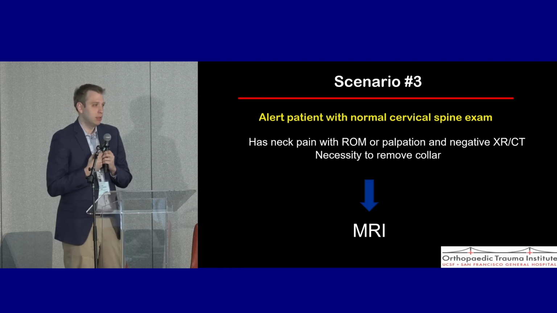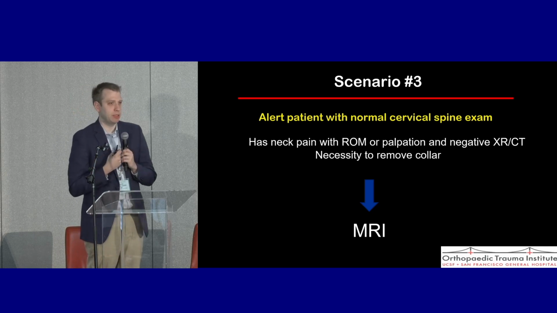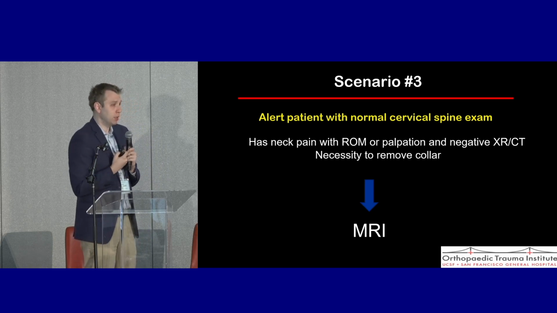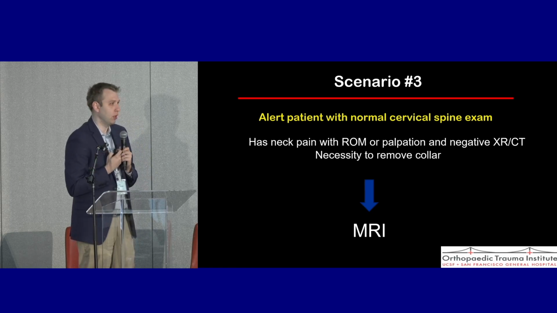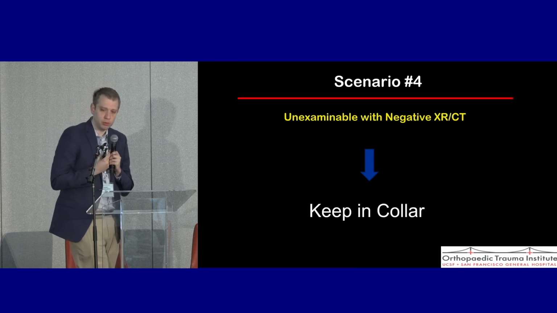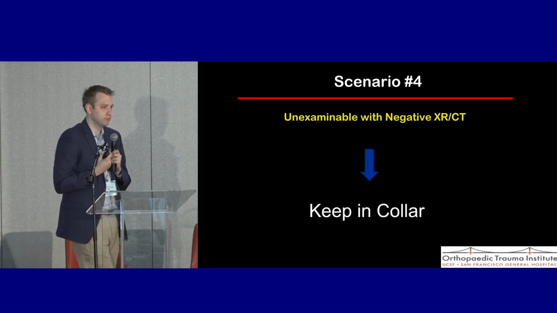Scenario number 3, same alert patient, normal exam, has pain with either range of motion or palpation, negative imaging. However, this person doesn't want to wear a collar, he's not going to be compliant, or whatever reason. You could get an MRI, and if the MRI is negative for any injury, you could take off the collar. Scenario number 4, you've got an unexaminable patient with a negative X-ray and CT, keep them in the collar.